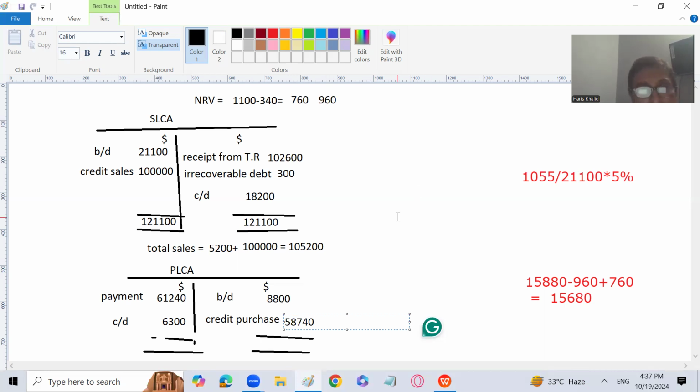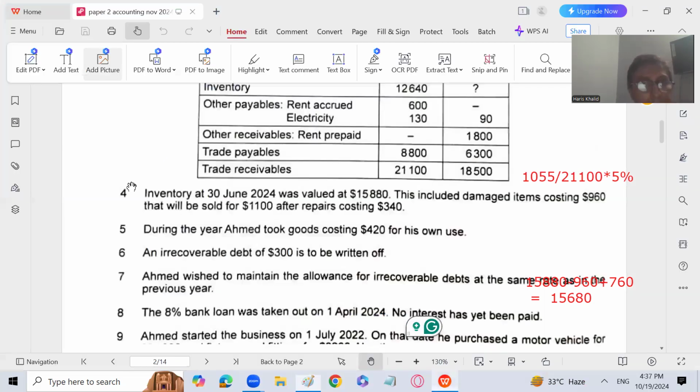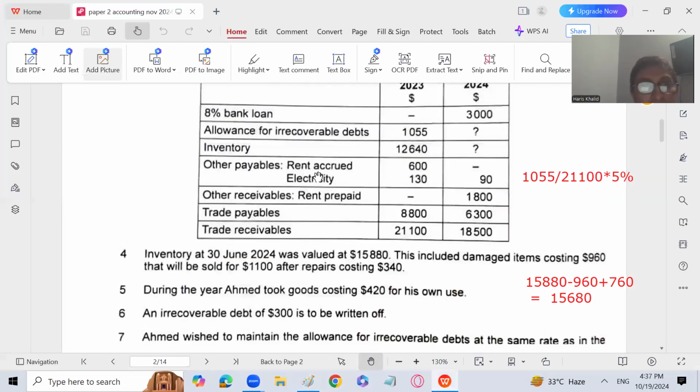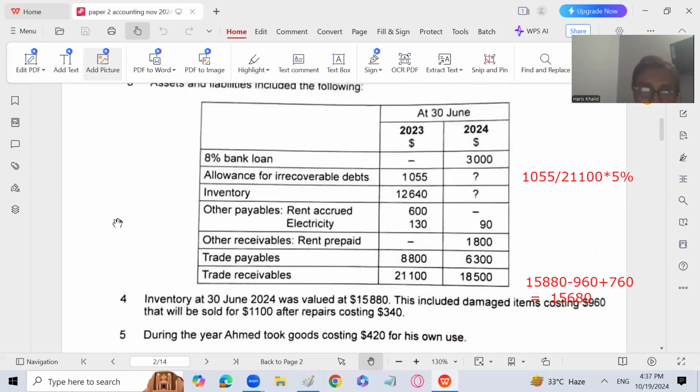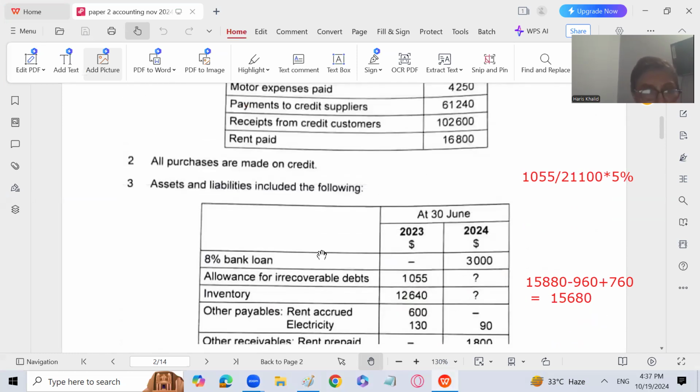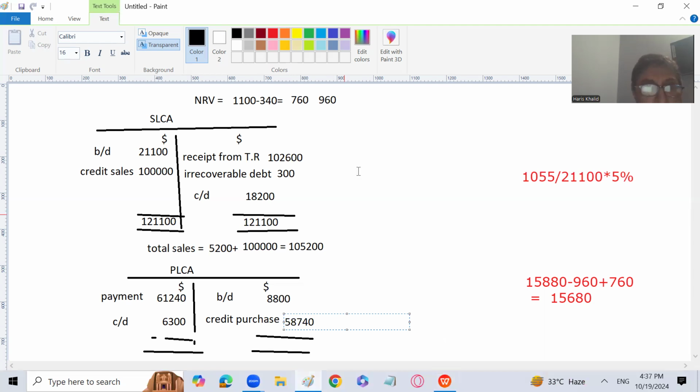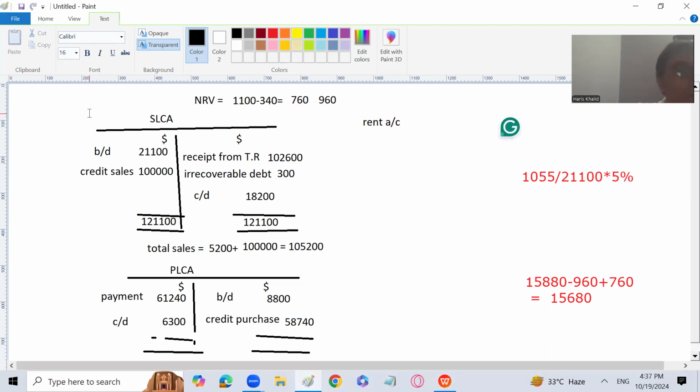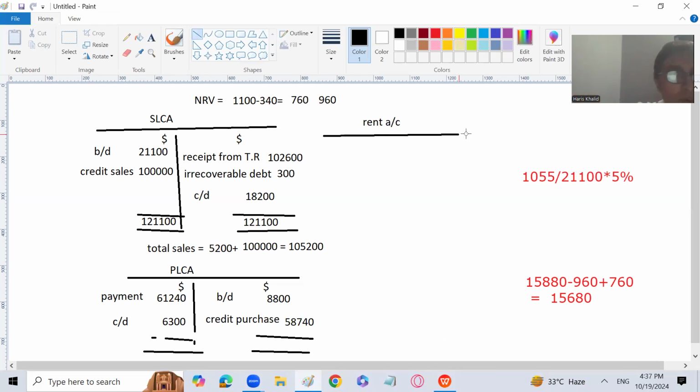Then we don't need to prepare any. We can prepare the expense and income account. I'll prepare it for you. Like rent accrued, that is quite easy. But let's prepare the rent account. I'll prepare it for you, like here. So rent account, I'm going to prepare. You can say expense account. You can say like that also.